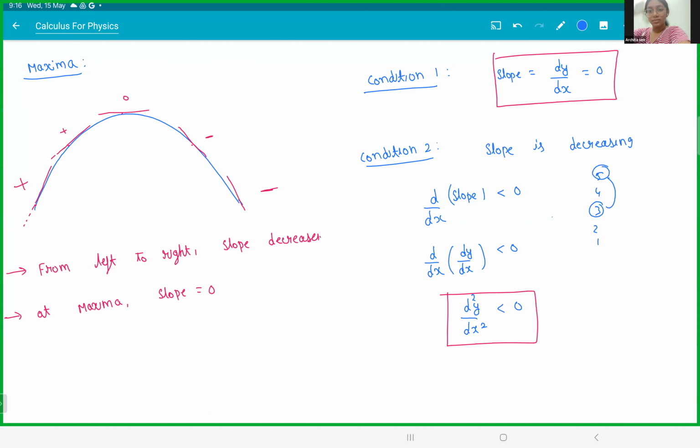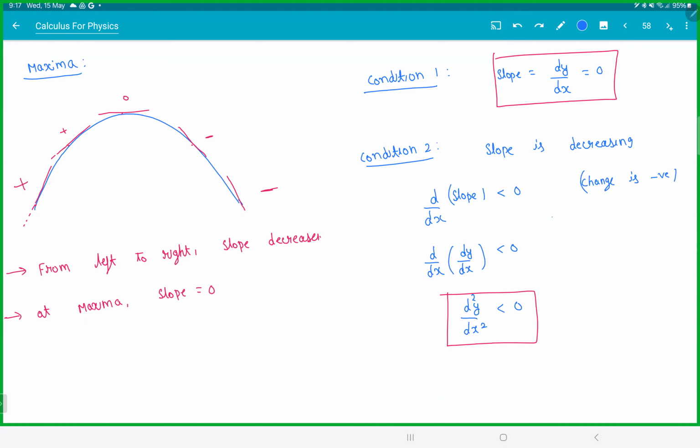You get the point? If your final value is always less than the initial value, that means the quantity you have is always decreasing, isn't it? If the numbers are 5, 4, 3, 2, 1, then 4 minus 5 is negative, 3 minus 4 is negative, 2 minus 3 is negative. So the change is negative. Meaning, what is d of slope? Isn't it the change in slope with x? If you're decreasing, then what is the change in slope? Negative.